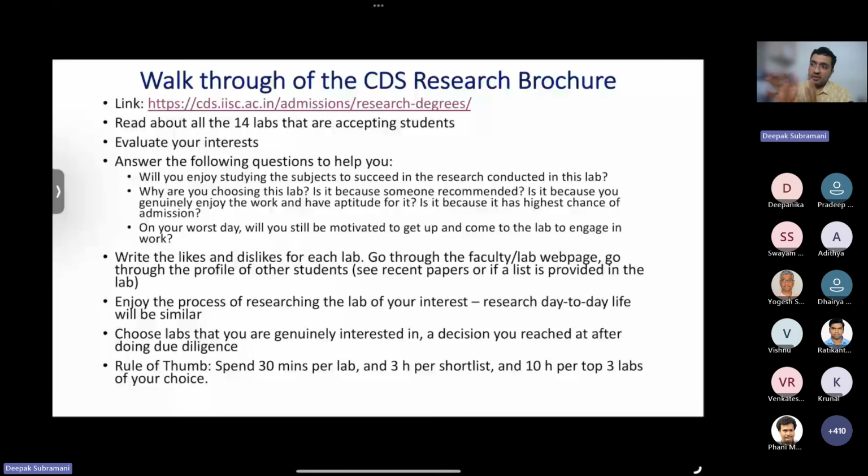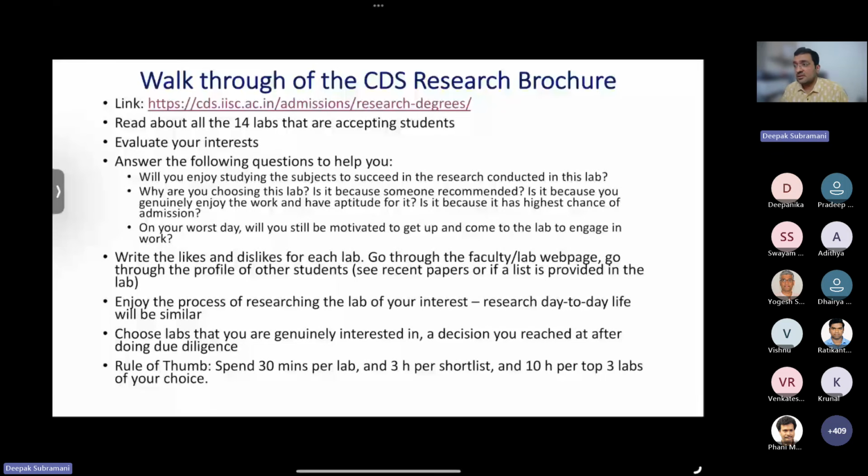Is it because someone else recommended it? You have no idea, but somebody said that this is the field you must work on. All that is today's knowledge, right? You are looking at 2-3 years from now, what would be the situation? Is it because you genuinely enjoy the work and have aptitude for it? If yes, absolutely select that lab, right? Is it because it has the highest chance of admission?